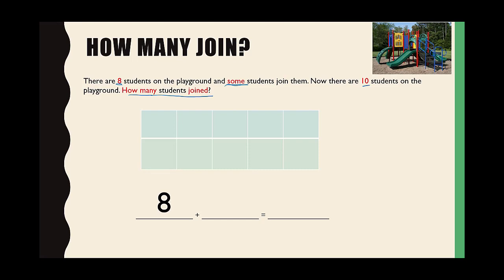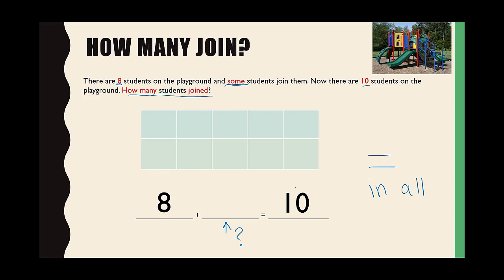And then it says some students joined. That's this number right here. Some students were added, some joined, but we don't know what that is yet. So we put a question mark. We say, I wonder what this number is. Now there are 10 students on the playground. So that tells me how many students are on the playground in all. And that's 10. So we're going to put that here after our equal sign, because our equal sign, remember, tells us how many in all. That's our in all. That's also what the equal sign means.